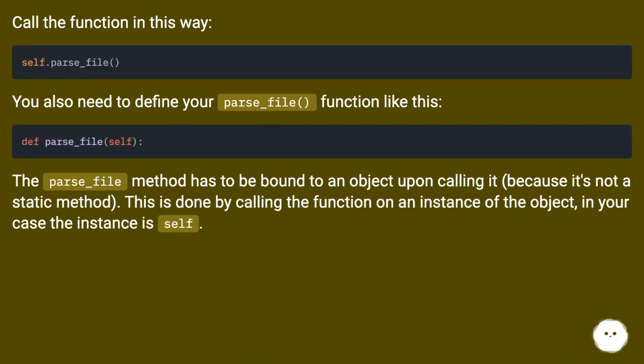Call the function in this way. You also need to define your parse_file function like this. The parse_file method has to be bound to an object upon calling it, because it's not a static method. This is done by calling the function on an instance of the object, in your case the instance is self.